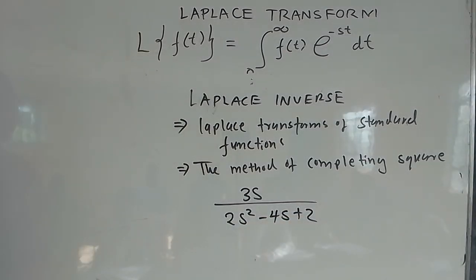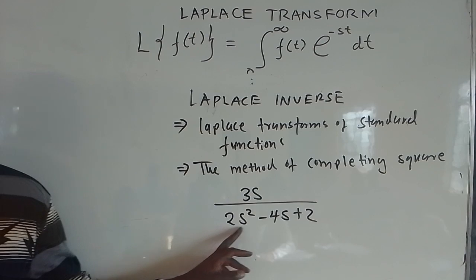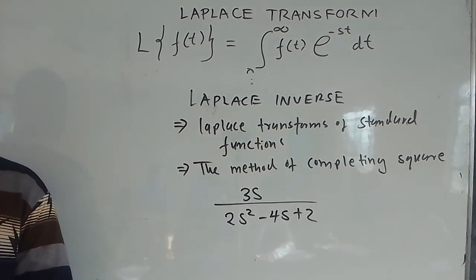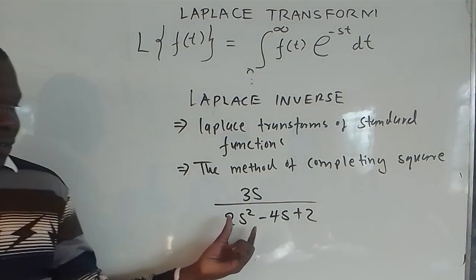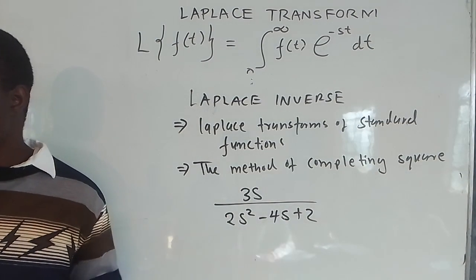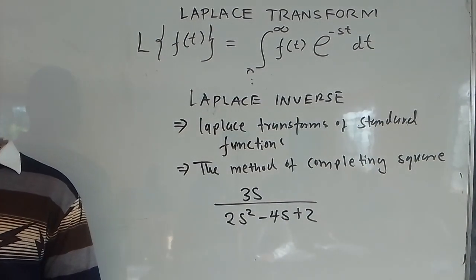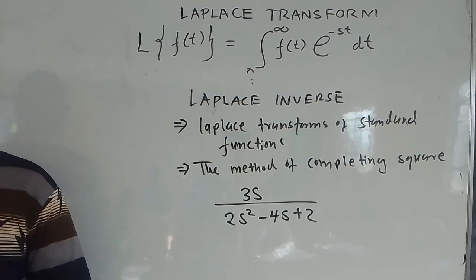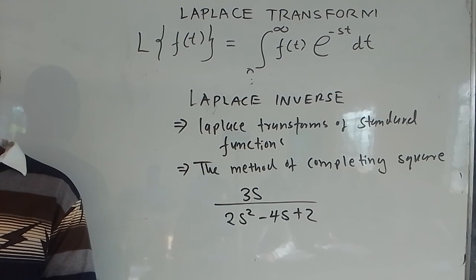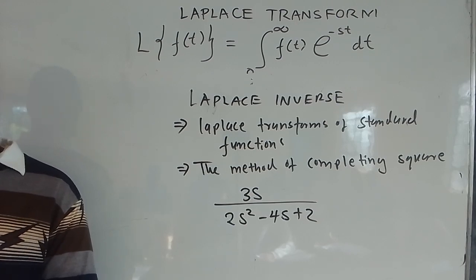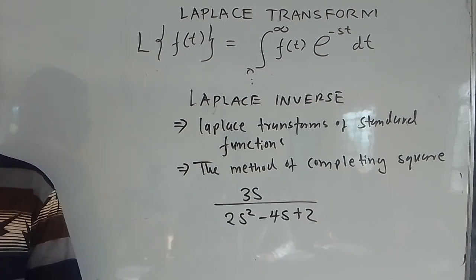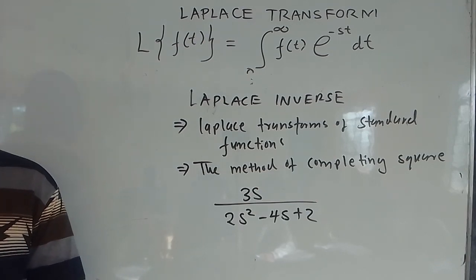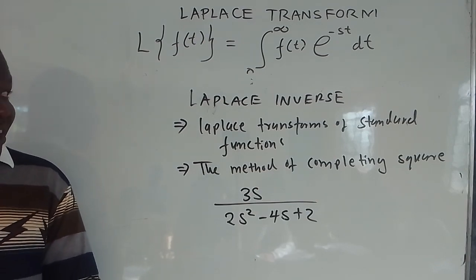So if you look at this case, in the denominator we have a quadratic equation, isn't it? So the first thing you have to do, are you able to factorize this quadratic equation into factors, isn't it? If you are able to factorize it into factors, then it means you can resolve it into partial fractions. Are you seeing that? And if you are not able to factorize it, then it means you have to use the method of completing the square.